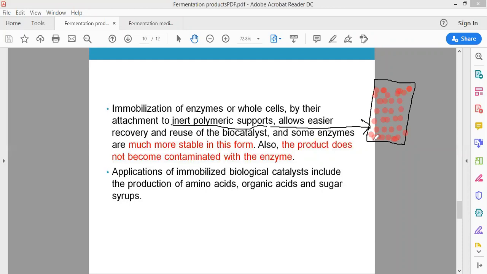Also, the product does not become contaminated with the enzyme, of course, because the enzyme is not dissolved inside the fermentation media, but is supported on an inert polymeric matrix. And applications of immobilized biological catalysts include the production of amino acids, organic acids, sugar syrups, name it. Any procedure which involves the use of enzymes, they would prefer to use an immobilized enzyme system.